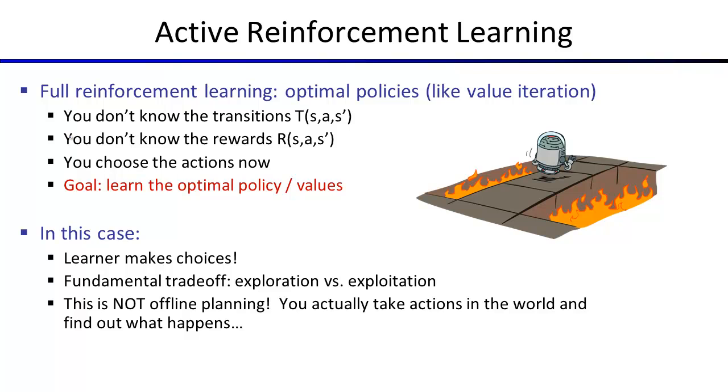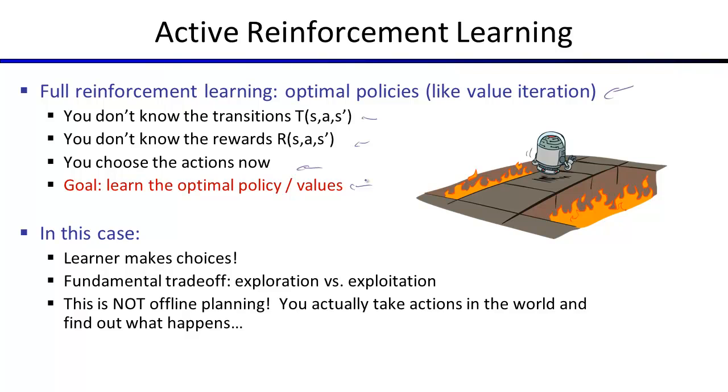Okay, so full reinforcement learning means we want to learn optimal policies, like what we got out of value iteration, what we got out of policy iteration. We still don't know T, don't know R, at least to start out with. We get to choose actions at all times, so nobody is telling us what to do. The algorithm will have to tell us what action to take. And the goal is to learn the optimal policy and values.